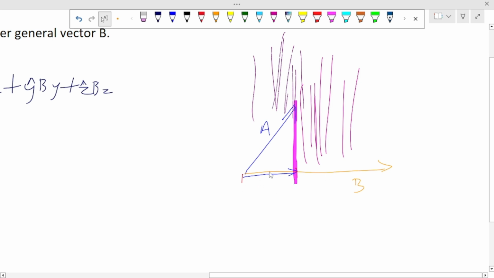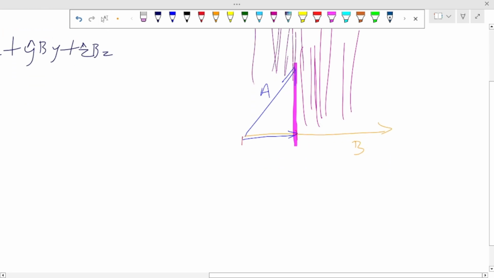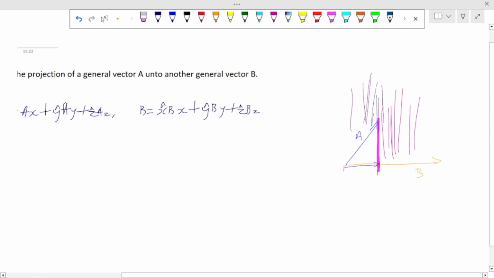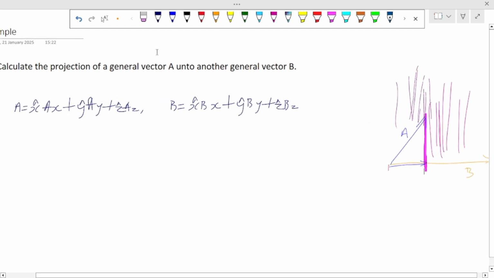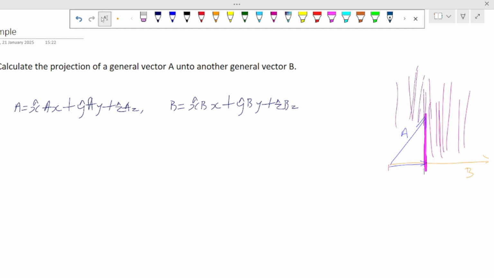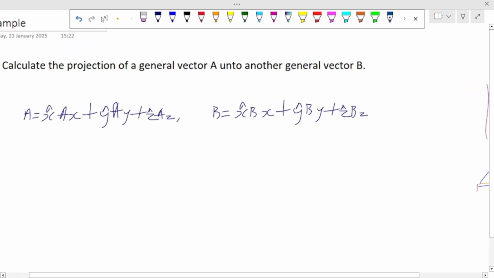Now obviously its direction is the same as the direction of B, but what is its magnitude? When we say a vector, we need two things: magnitude and direction. So for this vector we need its magnitude and its direction. We can see its direction already, so let me just put down the direction first since it is so obvious.